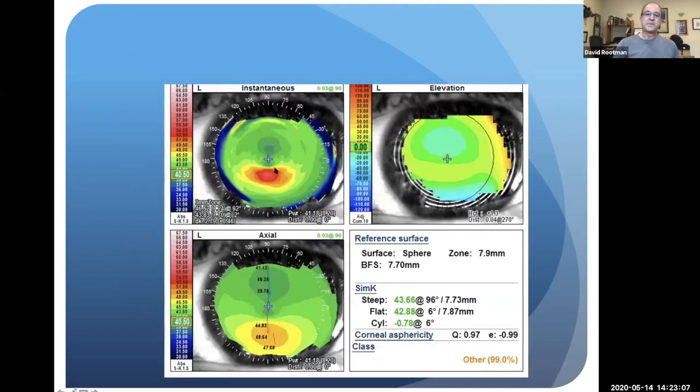Here's a patient who showed up with this appearance. If you look at the axial topography, by now you should easily be able to recognize this as either inferior steepening or corneal ectasia. Look at the difference in corneal curvature. It's 48 on the inferior spot, whereas on the corresponding superior spot, we're looking at 40. So you've got 8 diopters of difference, and here the artificial intelligence is categorizing it as other, but I think by now you should recognize this as a pattern we would see with keratoconus or with corneal ectasia. And this was indeed a patient who underwent LASIK and several years later developed ectasia.